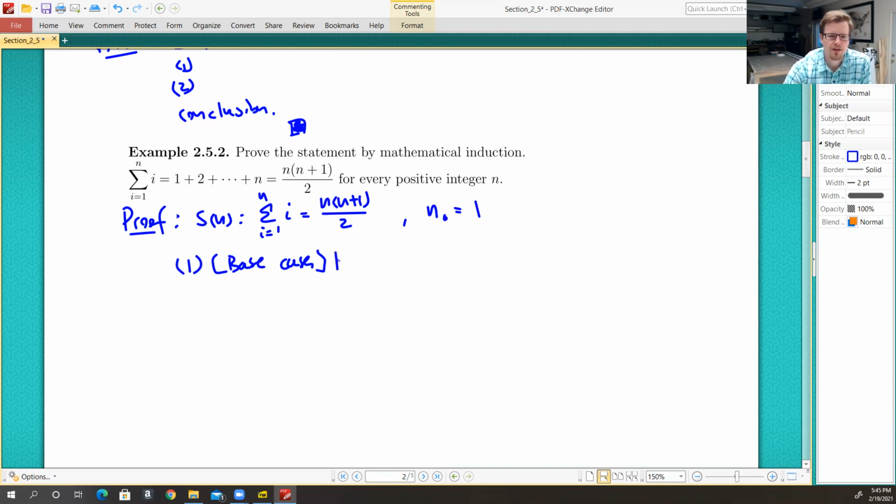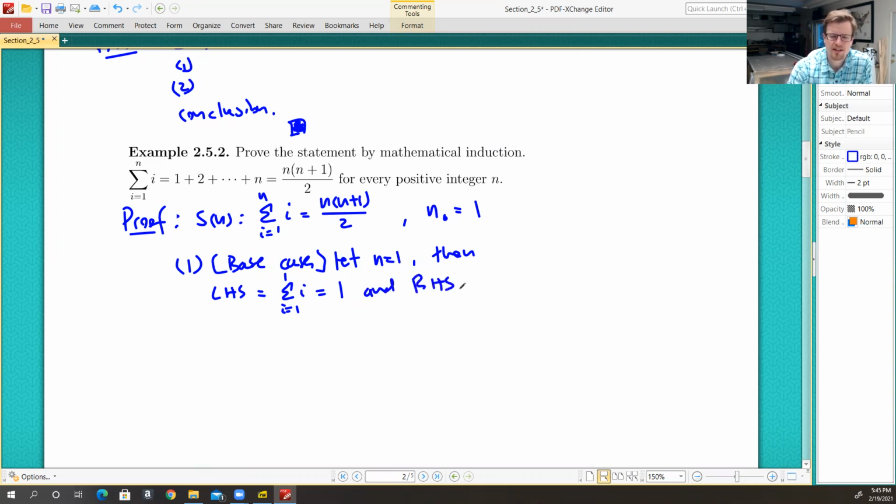The base case here, we want to let n be equal to 1. Then I consider the left-hand side of the equation, right? The left-hand side of the thing I want to show. Whenever there's an equality I want to show, I evaluate the left-hand side, I evaluate the right-hand side, and then I observe that left-hand side and right-hand side are equal to one another. That's how you should check for equality. So the left-hand side is equal to the sum from i equals 1 to 1, because we're letting n be equal to 1. This is just, in fact, 1.